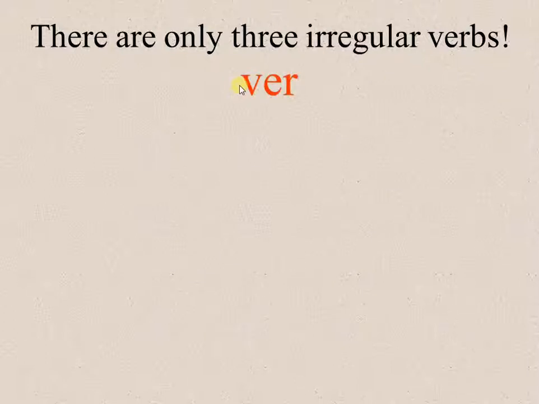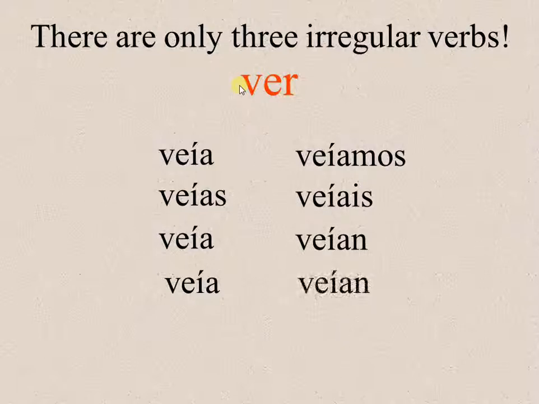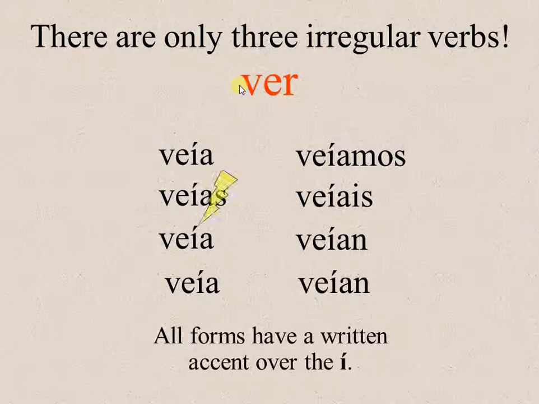And the last irregular verb in the imperfect is the verb ver, to see. Yo veía, tú veías, él o ella veía, usted veía, nosotros veíamos, vosotros veíais, ellos, ellas veían, ustedes veían. All forms have a written accent mark over the I.